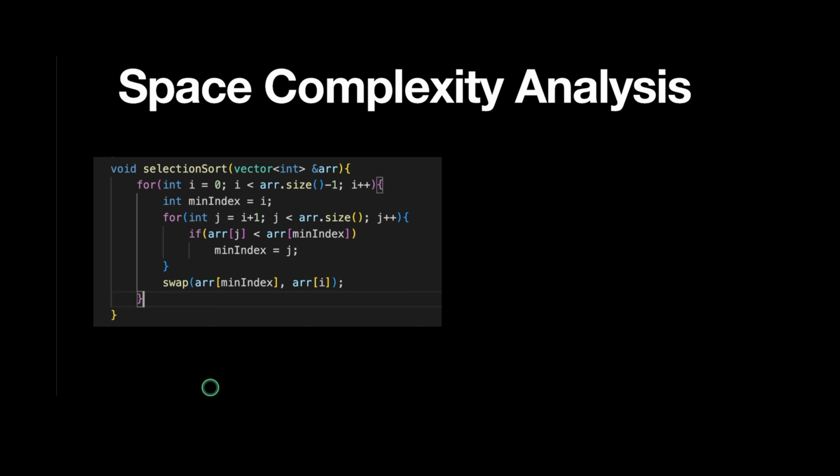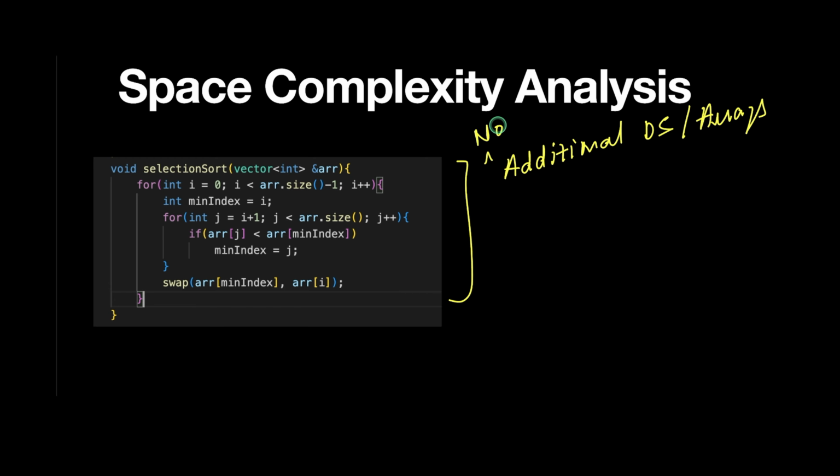Let's now look at space complexity. So if you take a look at the code, we are not using any additional data structures, right? We have no additional data structures or arrays. We only use a constant amount of memory, which is for this and for to keep track of the loops. So this makes selection sort a big O of one space complexity algorithm, right? In terms of space complexity, selection sort is big O of 1.